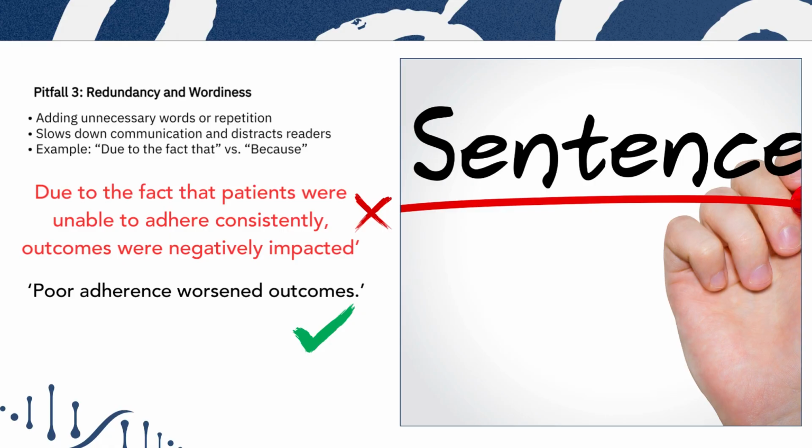Completed and finished mean the same thing. One of them doesn't belong. Or in protocols, you'll often see overly long phrases like "at this point in time" instead of "just now." Conciseness isn't about cutting important details, it's about removing the clutter so the real message shines through.